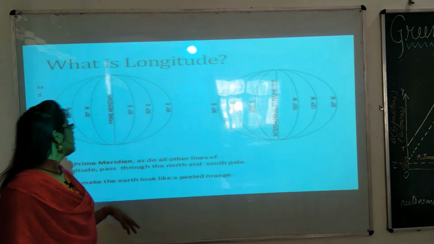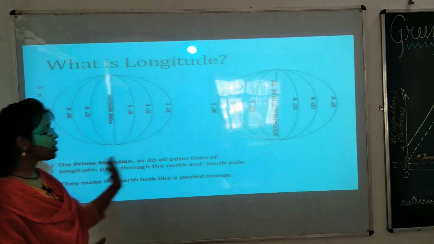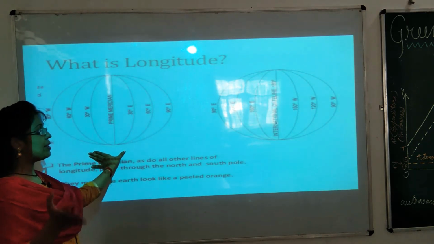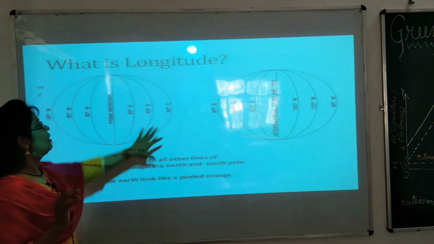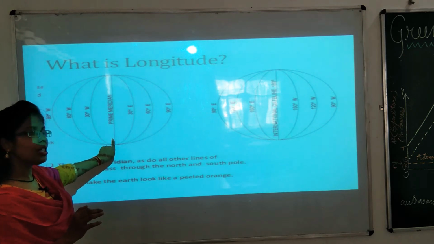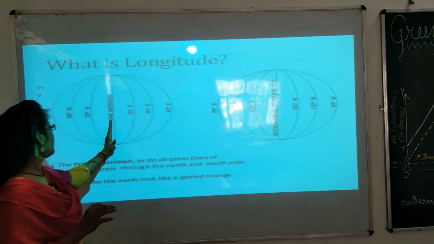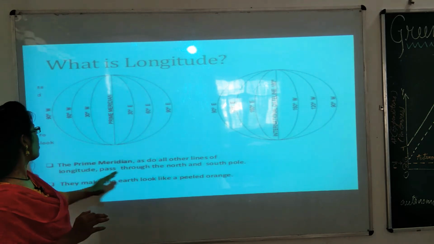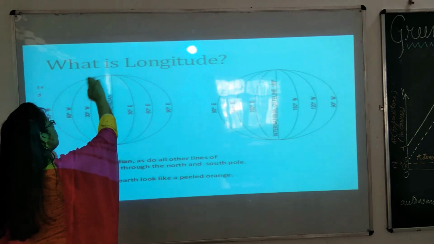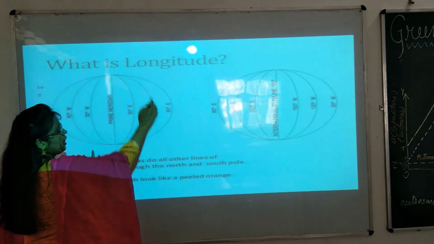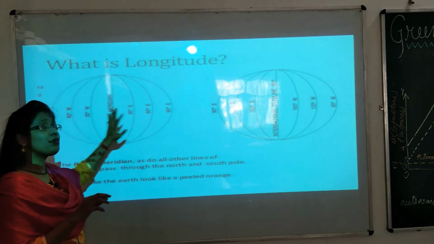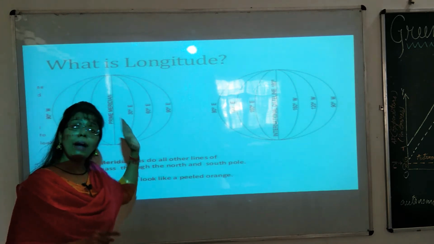Now see here. What is longitude? You are going to get a better explanation from here. It represents a globe. Now this is the prime meridian. Prime meridian, as do all other lines of longitude, passes through the north and south pole. These lines are passing from the north pole to the south pole, like this, but they measure the degrees to the east and west.